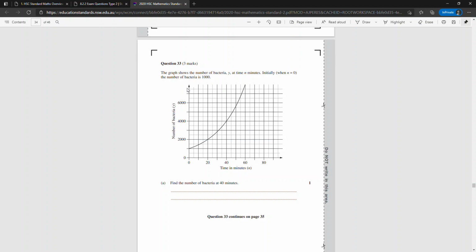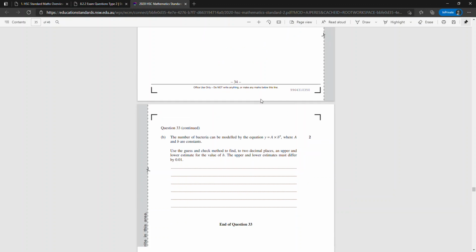So what we have here is you're given a graph. As soon as you look at it, you should be able to tell that this is an exponential graph. That's one of the properties. This is how it looks. Then what it's asking you is to calculate the number of bacteria at 40 minutes. It's very straightforward. All you need to do is go here, look at the value at 40, which is 4,000. 4,000 would be your answer. So that's pretty straightforward.